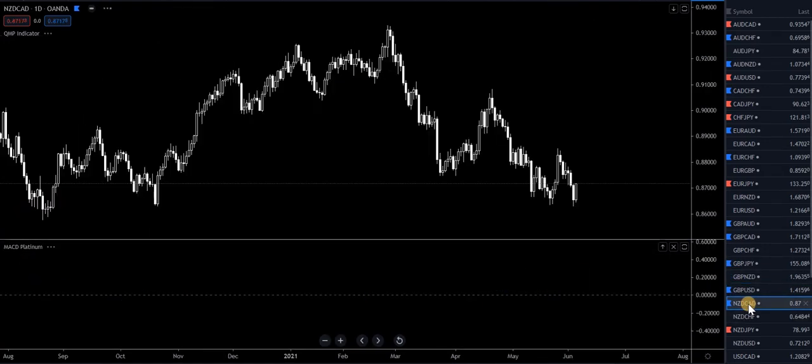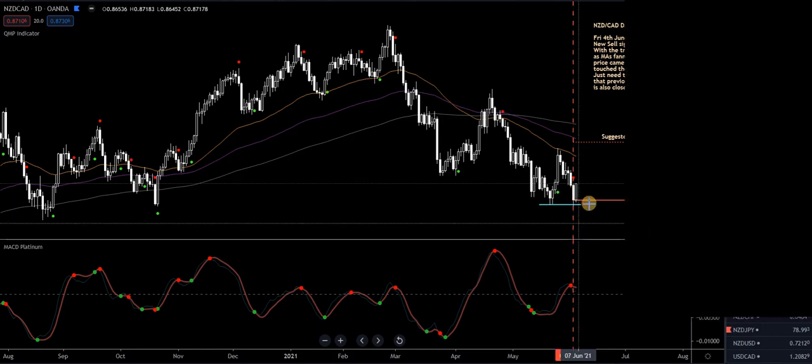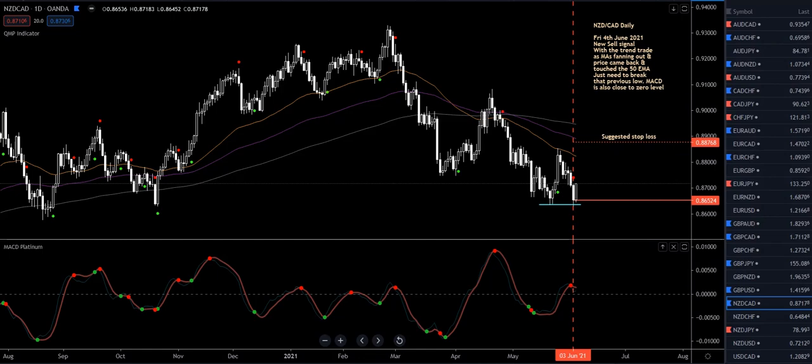New Zealand CAD. What do we do here? I took a sell on Friday morning. Sorry about that. Took a sell on Friday morning. There you go. Okay, just had to sort out a messenger service.